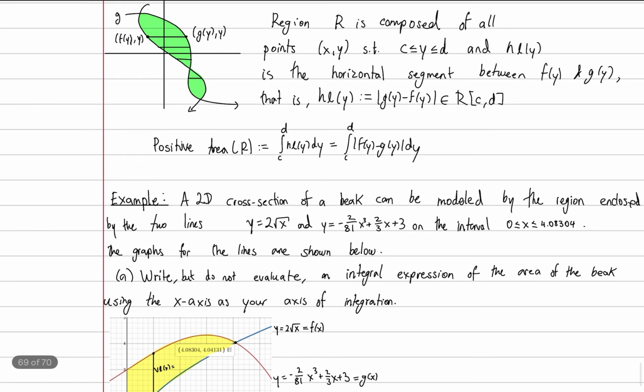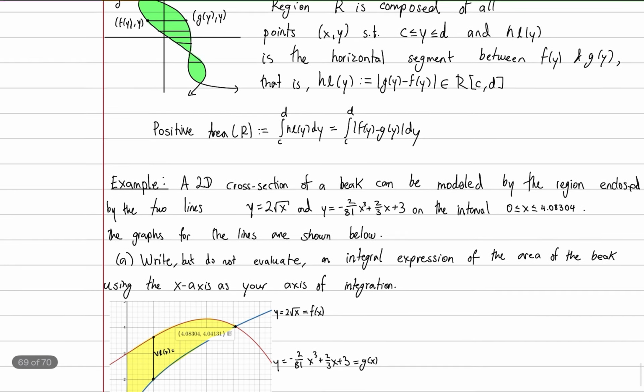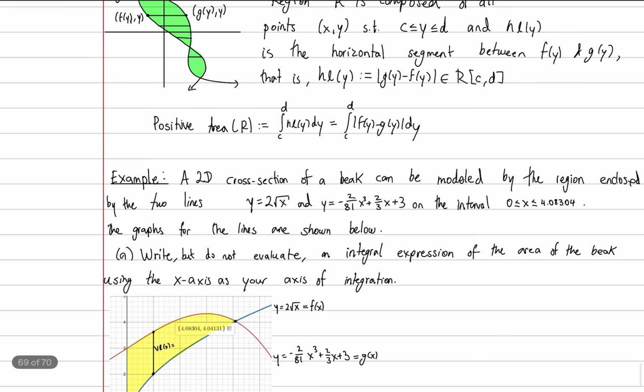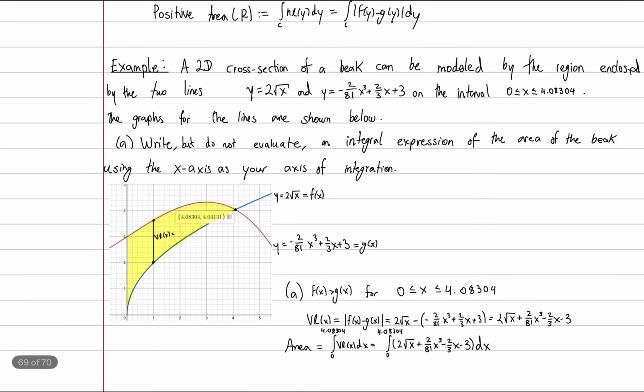So we have y and we have our two functions. We'll name the first one y equals 2x, f of x, and the second one g of x. Now, which one's on top? The red one, which is g of x, is on top. So the absolute value of f of x minus g of x is just g of x minus f of x. That's what our vertical line segment is. The vertical line of x is g minus f. So how do we do that?